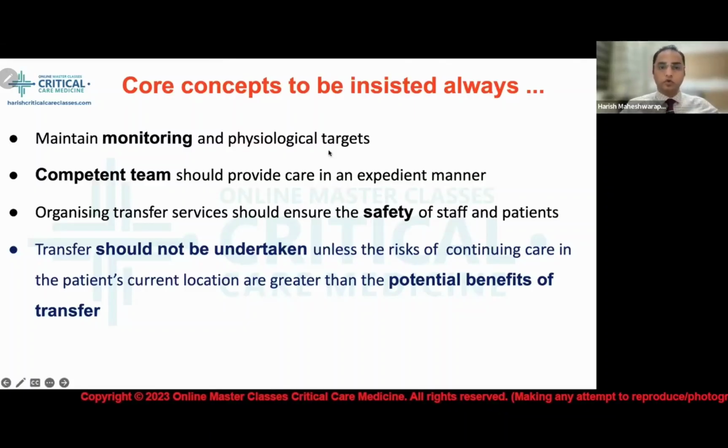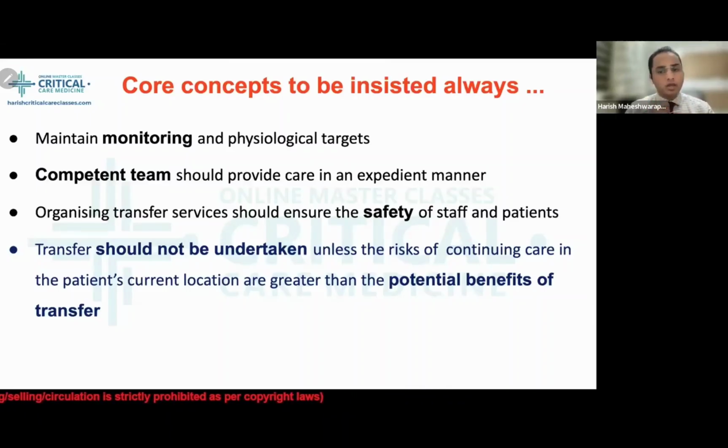A competent team should provide care in an expedient manner. Don't think that because the patient is already on a ventilator we don't require a doctor trained in airway management. There might be accidental extubation also, so the team should be competent to manage the complication. Organizing transfer services should ensure the safety of the staff involved. For example, during COVID we should have proper personal protective equipment. Staff safety is at most equivalent to patient safety, so it is also very important.